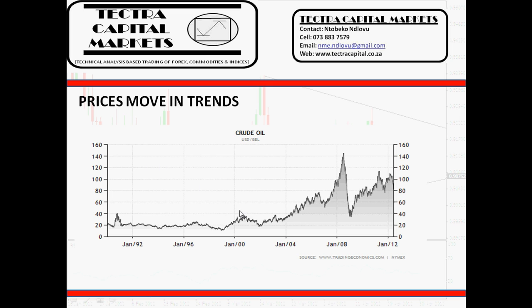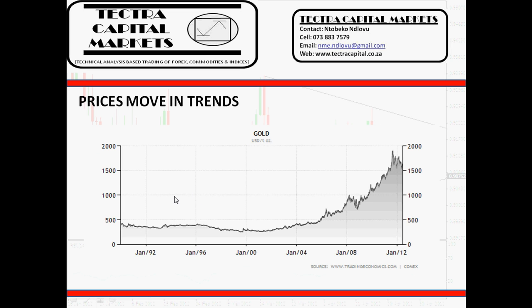This is an example of crude oil. If we track it from 1990 to 2012, you'll notice that between around 1990 to around 2000, the price of oil was basically flat, so it was ranging, and then from around 2000 to around 2008 it started trending up. From 2008 to around 2010 it started trending downwards, and it started trending up again towards 2012 from 2010.